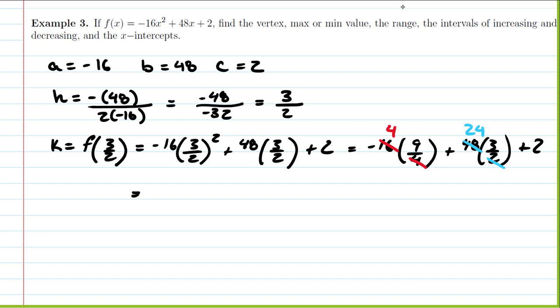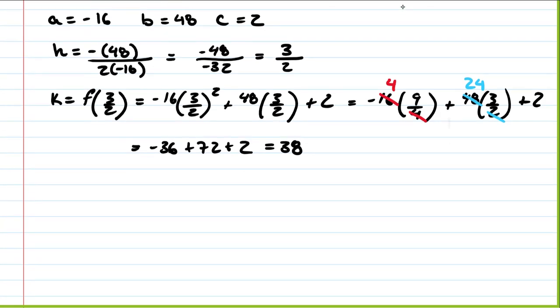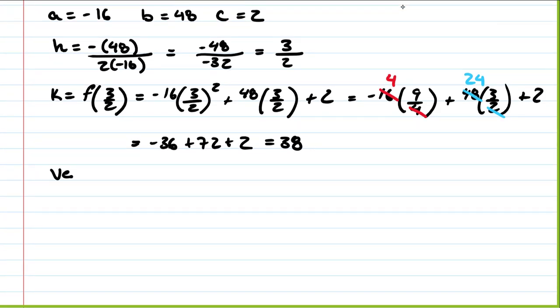So that gives us negative 4 times 9 is negative 36. 24 times 3 is 72 plus 2. So negative 36 plus 72 is 36 plus 2 is 38. So then our vertex is located at the point 3 over 2, comma, 38.